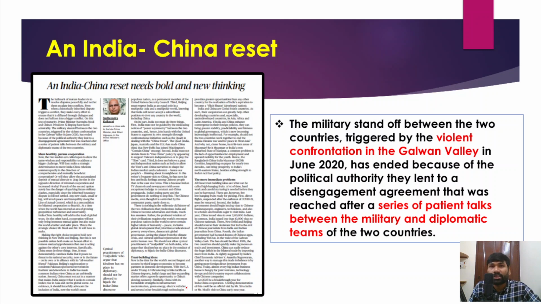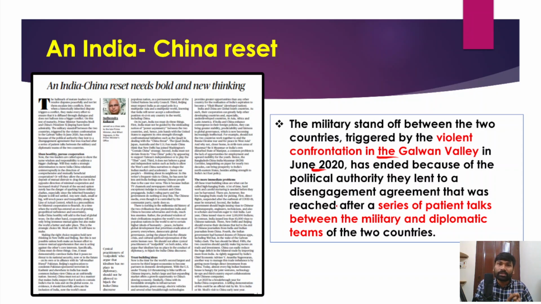Now in this context, the author has been exploring the ways through which both India and China can improve their relations, right? Both India and China have mutual suspicions against each other. Now how can India and China improve their relationship, and how will this improvement benefit both India and China? This is what the author has been telling us, right? So the context is that we all know there is a long standing military standoff between India and China, triggered by the violent confrontation in Galwan Valley in June 2020, right?